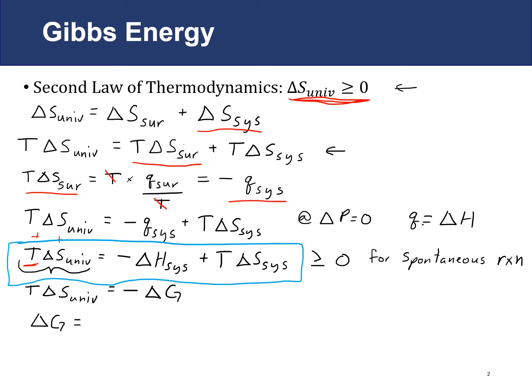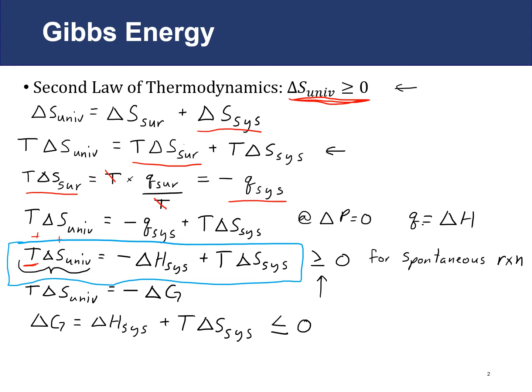So the delta G for our system is equal to the delta H for the system plus T delta S of the system. Now, because we changed the sign, we end up flipping our greater than or equal to sign. So if before it had to be a positive number, because we multiplied everything by -1, it now has to be a negative number. So for a Gibbs free energy value, it has to be less than or equal to 0.